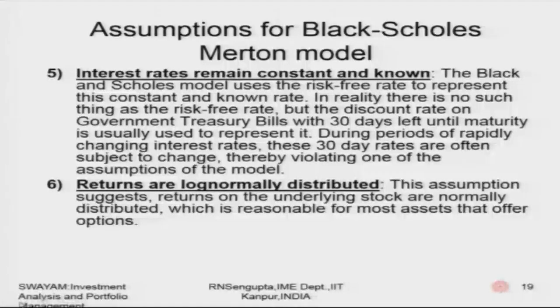The final one is this assumption, which is that returns are log-normally distributed. This assumption suggests returns on the underlying stocks follow a log-normal distribution, which is reasonable to consider for most of the assets which have an option, having that price distribution as given. So there are six main assumptions.